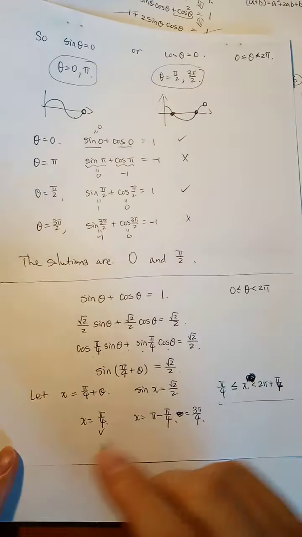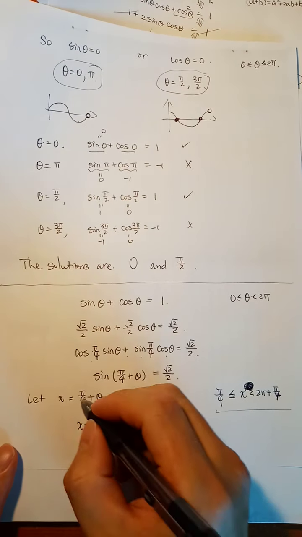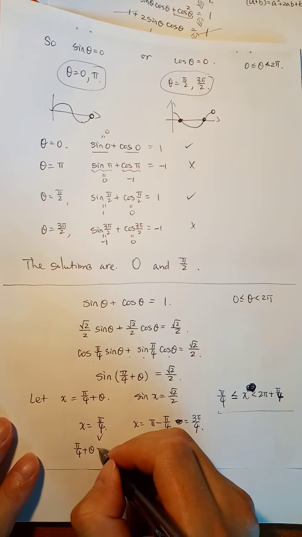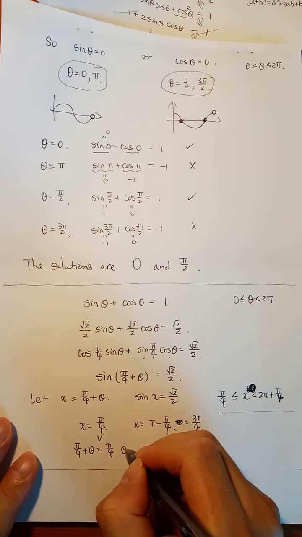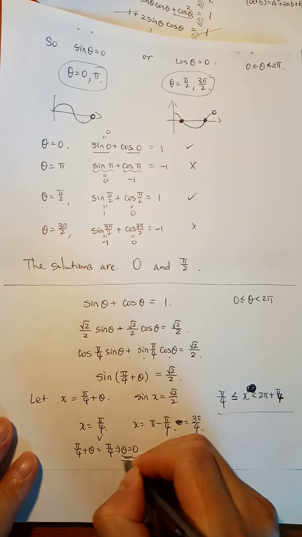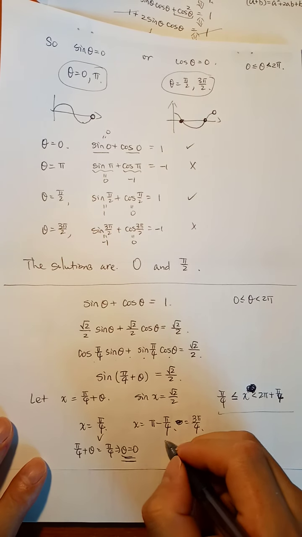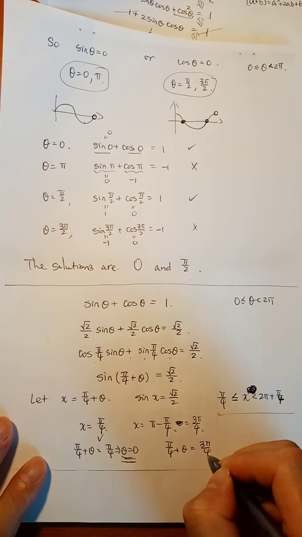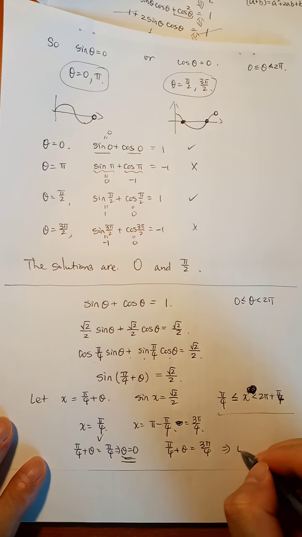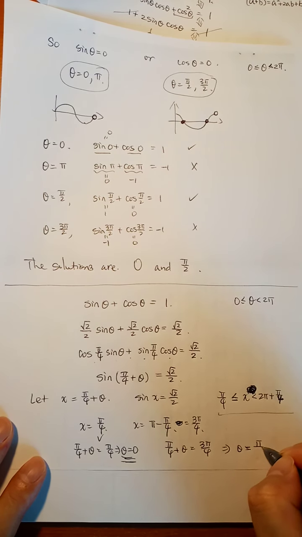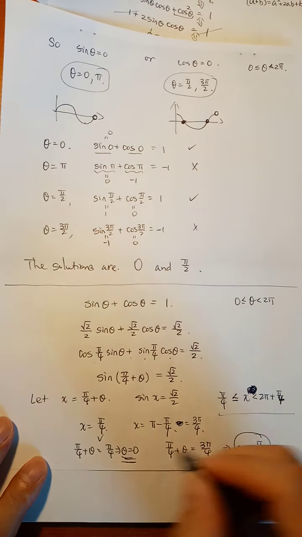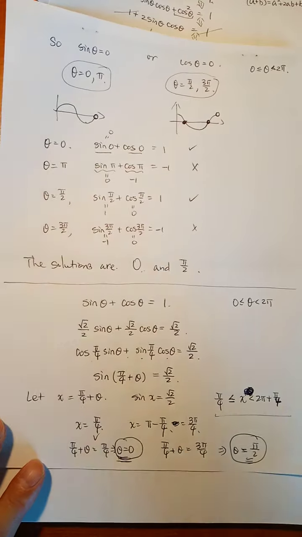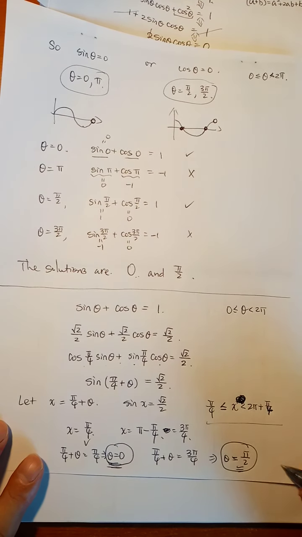So when x is pi over 4, pi over 4 plus theta is equal to pi over 4, so theta is 0. This is the first solution. And second, pi over 4 plus theta is 3 pi over 4. You solve it, theta is pi over 2. So it's the same thing, 0 and pi over 2. Same answer.